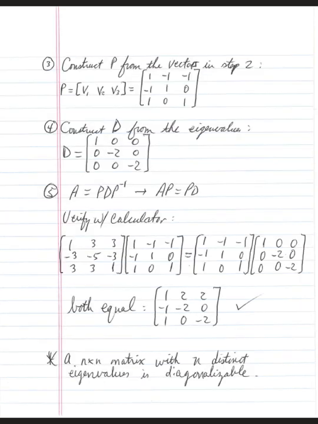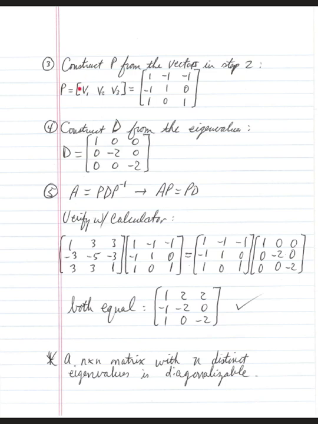Okay, the last 3 steps are not bad at all. If you can survive the first 2 steps, getting your eigenvalues and getting your eigenvectors, then it's all downhill from here. Matrix P, which is part of that A equals PDP inverse equation, you actually take all 3 of your eigenvectors that we found in step 2 and make each one a column of that matrix.